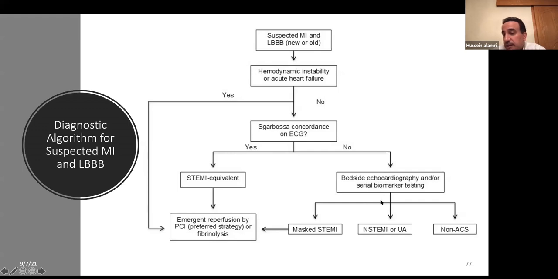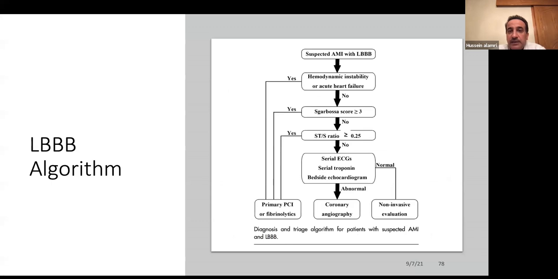If it is positive, again, this could be non-STEMI if the Sgarbossa criteria are not positive. If these two are negative, then it's non-acute coronary syndrome and the chest pain is most likely non-cardiac and you can safely discharge the patient. This is an updated algorithm from 2020.